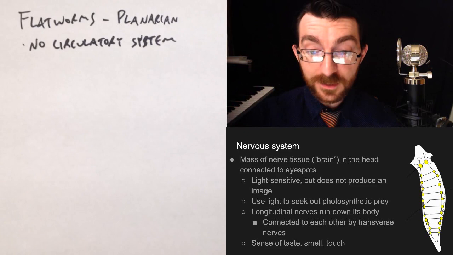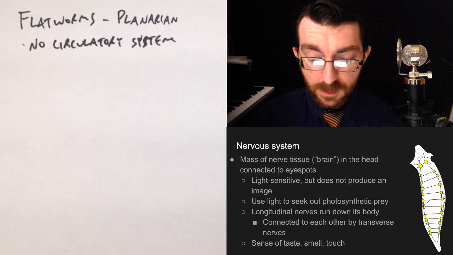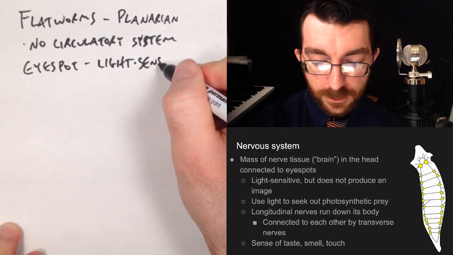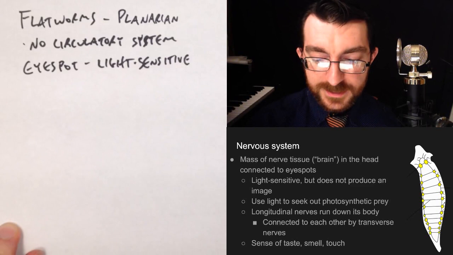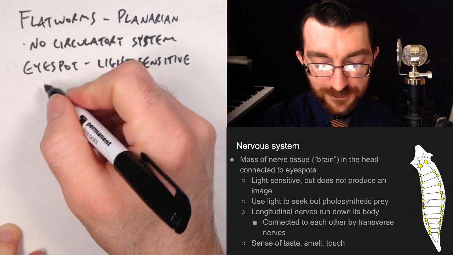Now, these are not eyes, they are eye spots. What's the difference? Well, an eye spot you can think of as a light sensitive region, okay? I don't know if I want to call it a region. That makes it sound like it's part of the country. It's a light sensitive, I don't want to call it a spot, okay? So light sensitive, I'll call it a structure.